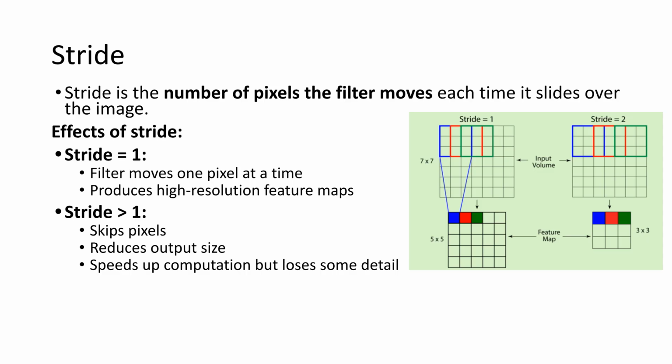With a stride greater than 1, the filter skips pixels. This reduces the output size, speeds up computations, but at the cost of losing some details. The choice of stride is a trade-off between resolution and computational efficiency. A stride of 2 reduces each dimension by half.